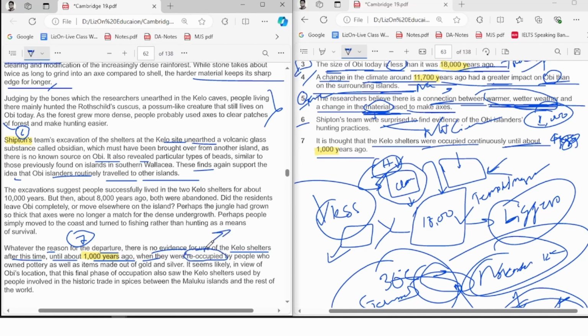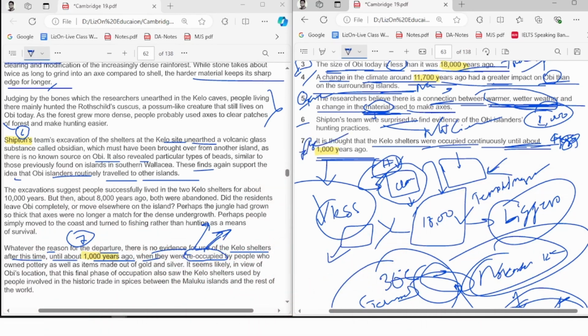Reoccupied means occupied again. It is not until 1000 years ago, means they reoccupied even after 1000. Peoples who owned pottery as well, but it was reoccupied. So they're saying it was occupied continuously about 1000 years ago. Here they're saying no, it is 1000 years ago when they were reoccupied. They occupied again, so it will be false.